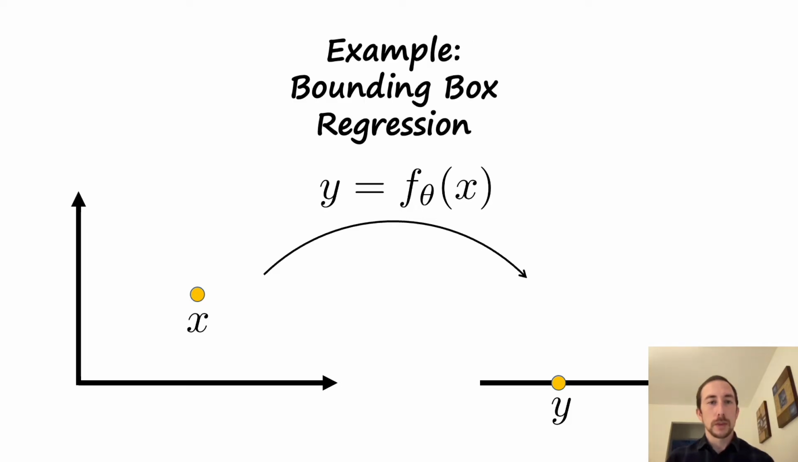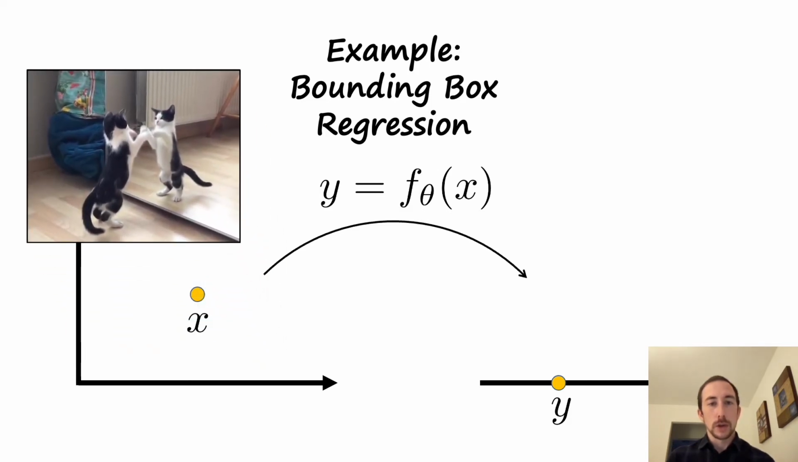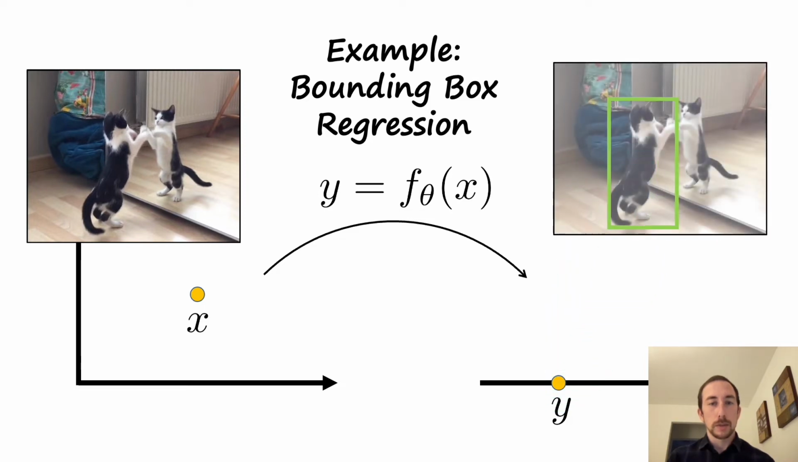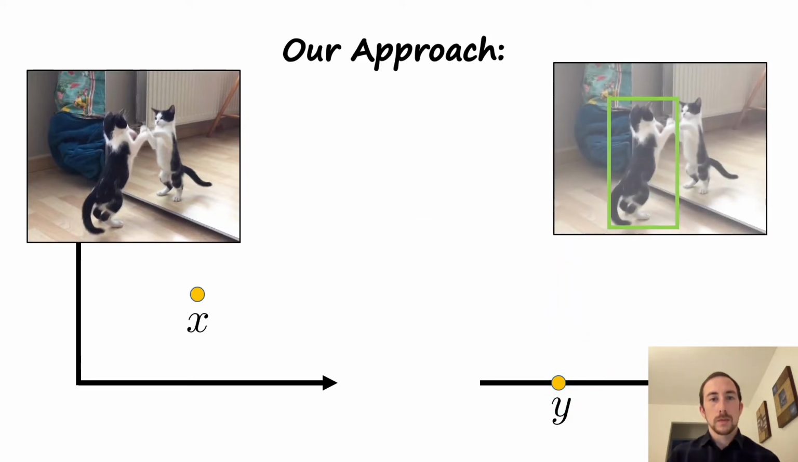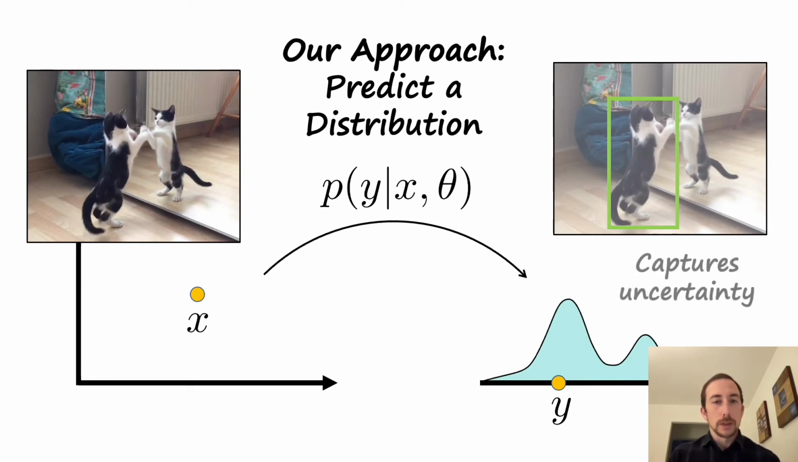So an example that is of course very relevant for us in tracking and detection is bounding box regression. Here x represents an image and y is a bounding box. Our approach is instead to predict a distribution over the output space y given the input image x. One of the advantages of this is that now we can actually capture uncertainty in the output.